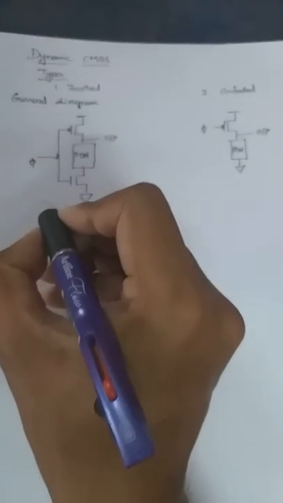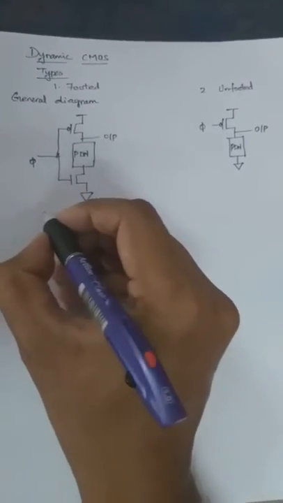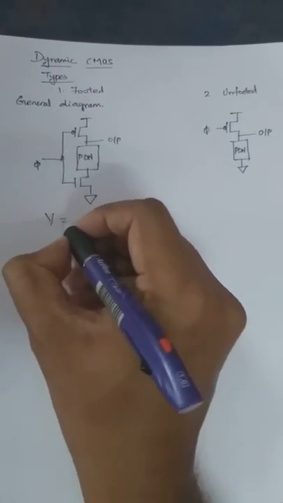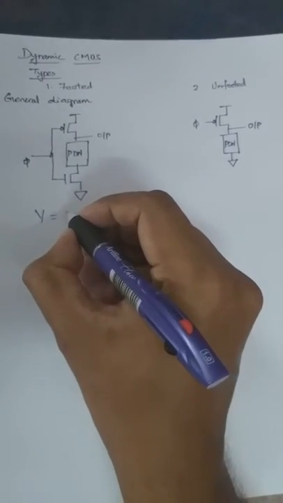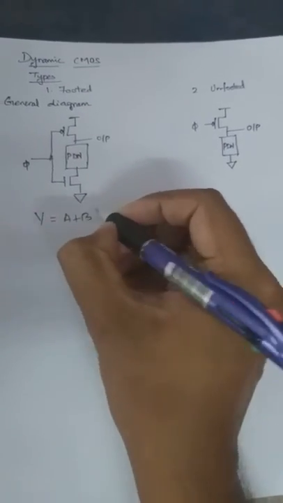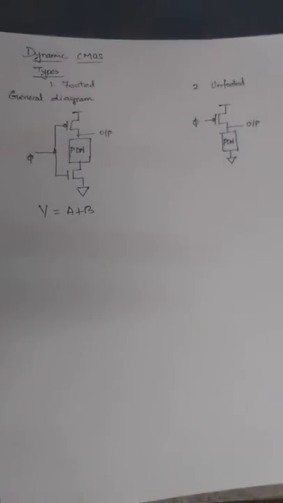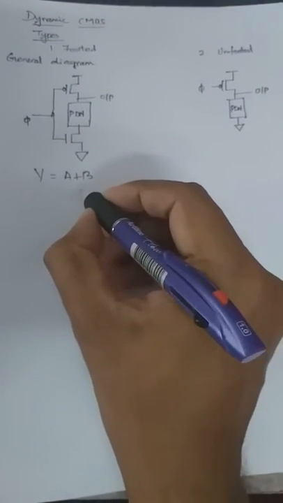So let us take up an expression. Let me take y equal to a plus b. This is nothing but an OR gate, right? That is a 2-input OR gate. So let us design it using simple Dynamic CMOS footed and unfooted logic. Okay, so let's start designing.